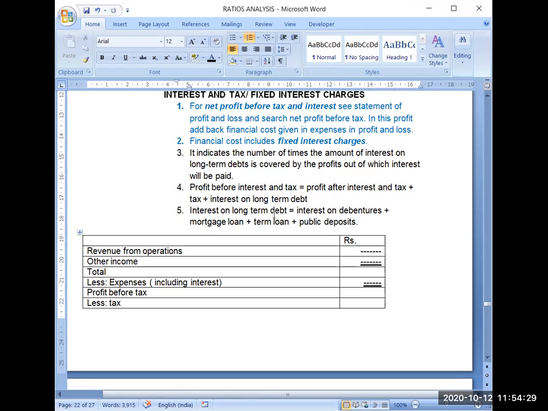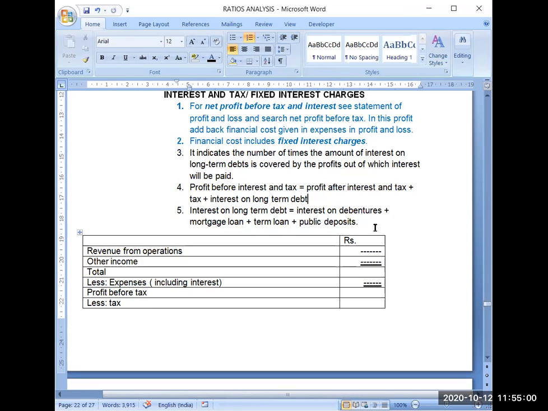And interest on long-term debt, how will you calculate it? Suppose you have been given a balance sheet, and in the balance sheet, in long-term borrowings, it is written 10% debentures. So now 10% is the rate of interest, and the amount of debentures is also written there. So you can easily calculate the amount of interest. Suppose 1 lakh is the loan amount. 10% of 1 lakh will be 10,000. So this is your interest on long-term debt.